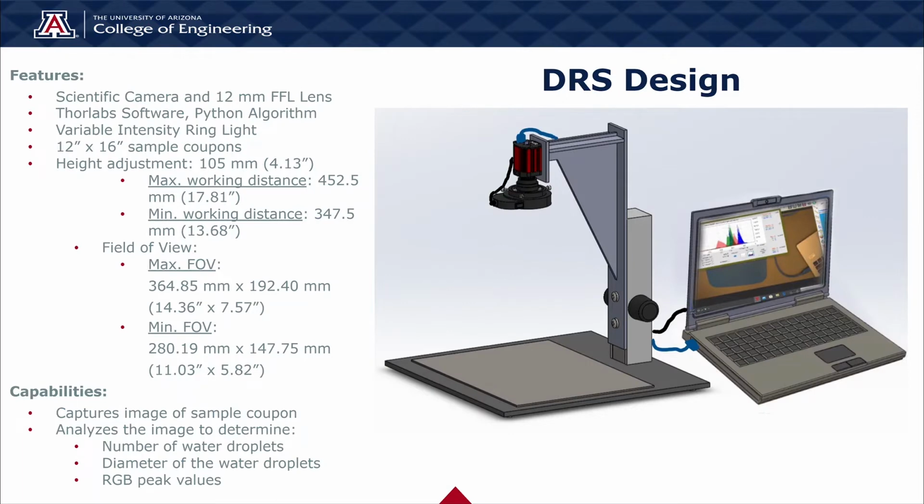The design for the DRS features a Thorlabs scientific camera and a 12mm fixed focal length lens that were determined to meet our needs from the analysis shown earlier. The DRS works using a Python algorithm that we created as well as the supplied Thorlabs software. The design includes a rack and pinion focusing mechanism that allows for 105mm of height adjustment. The system is capable of capturing an image and analyzing that image to determine the number of water droplets, the diameter of the water droplets, and the RGB values.